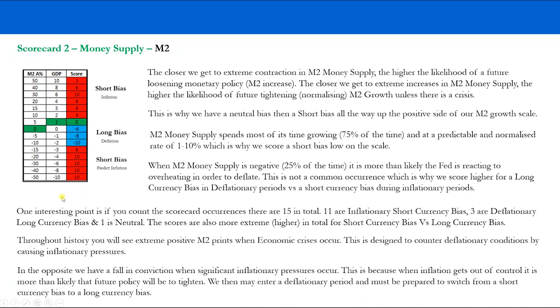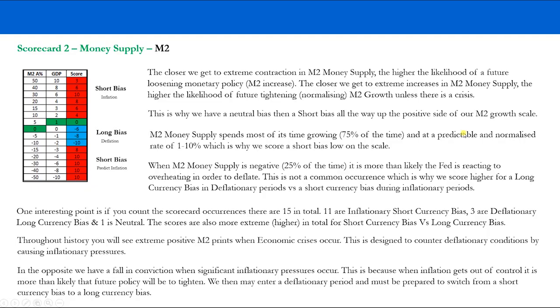Now, one interesting point here is if you count all of the scorecard occurrences, there's 15 in total, and 11 of them are inflationary short currency bias, and 3 are deflationary long currency bias. 1 is neutral. And the scores are extreme, or more extreme, so higher in total for the short currency bias. So we have a lot more, and they tend to be higher on extremes. So these situations here versus the long currency bias.